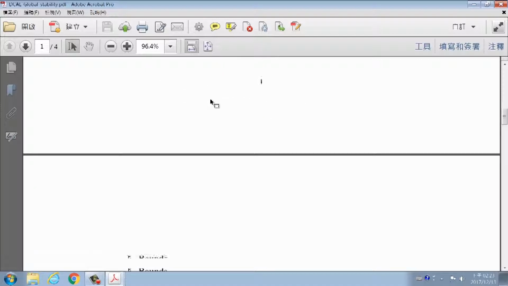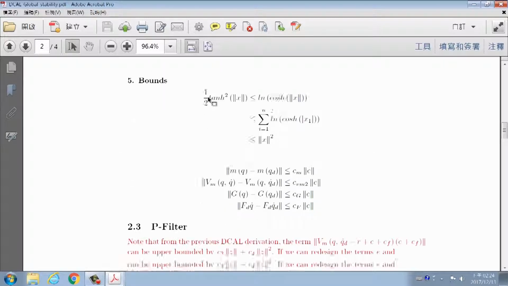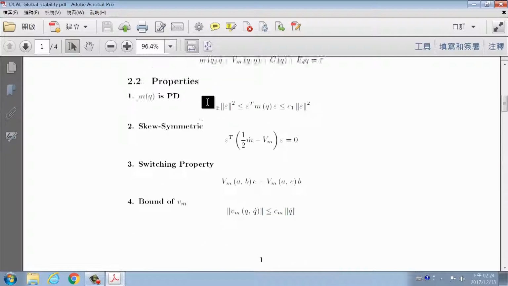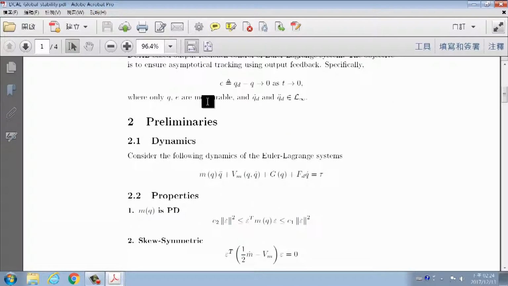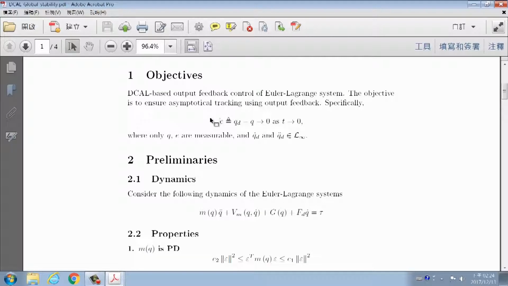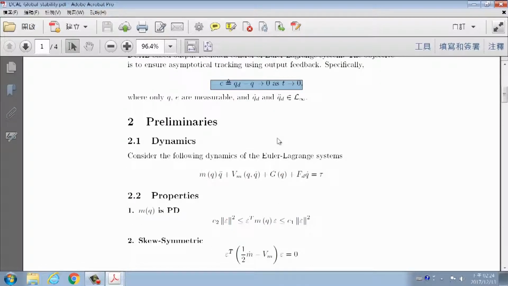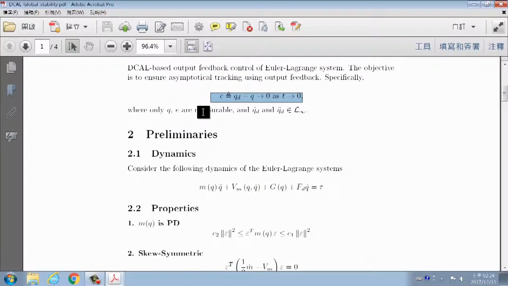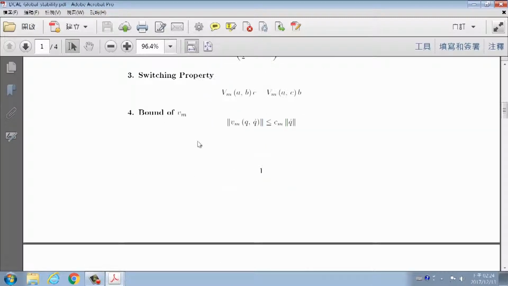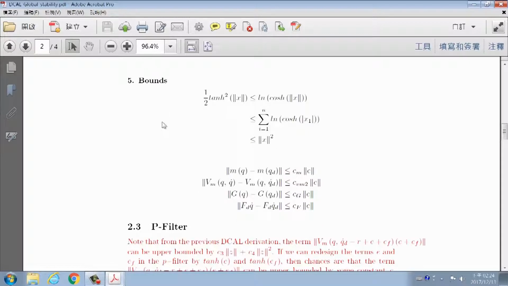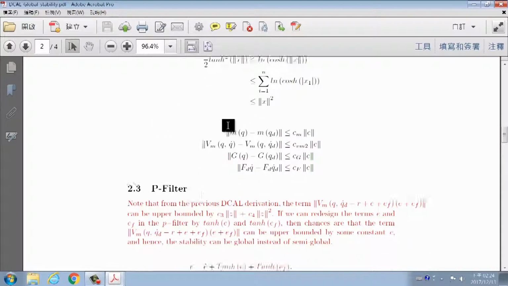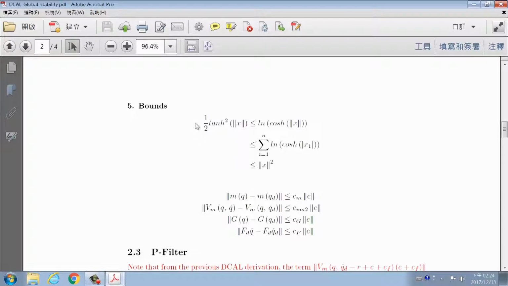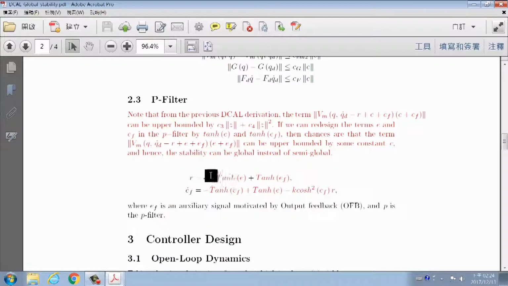The approach is very similar to the semi-global case, except we need to redesign the P filter. Okay, so the objective is the same. We want to do tracking control, and only Q and the tracking error are measurable. And the system parameters, all these are unknown. We use the same property and the same upper bound, and this is new because we redesign the P filter by these parts.